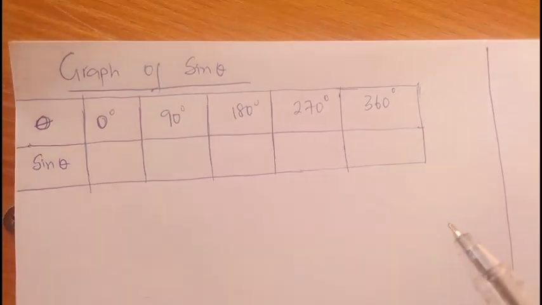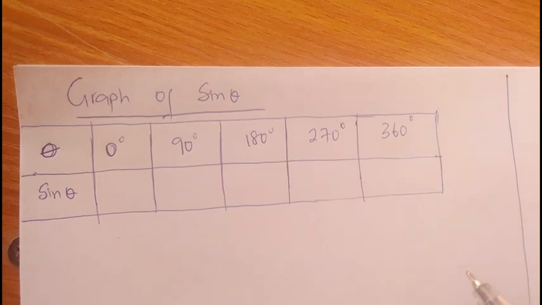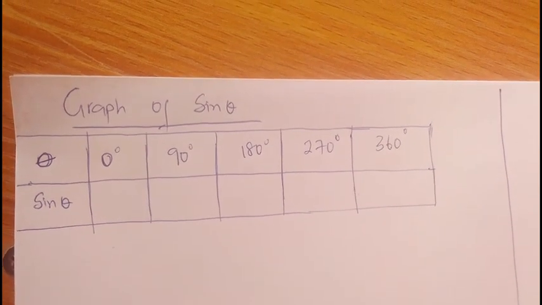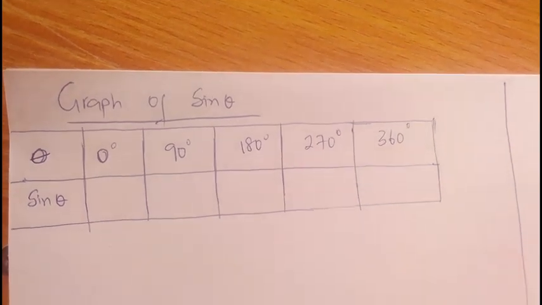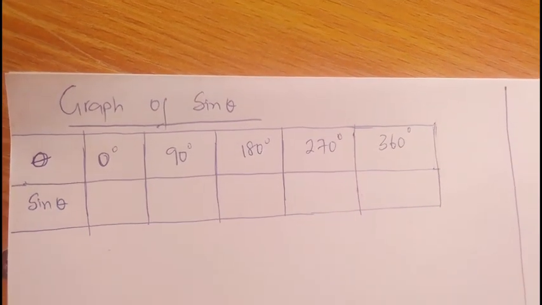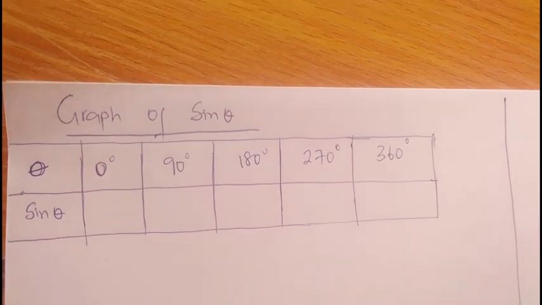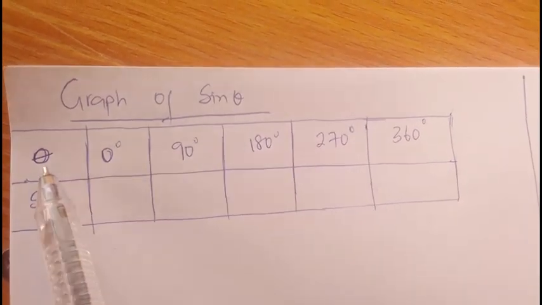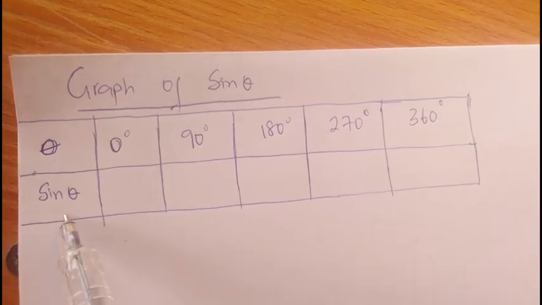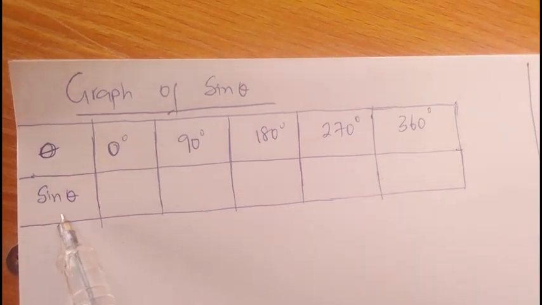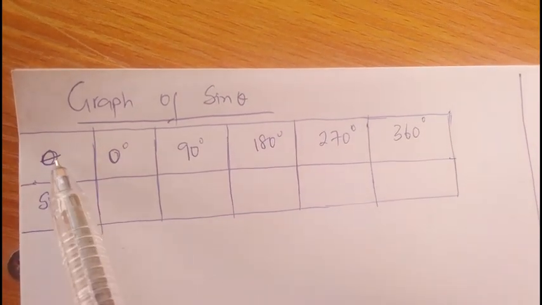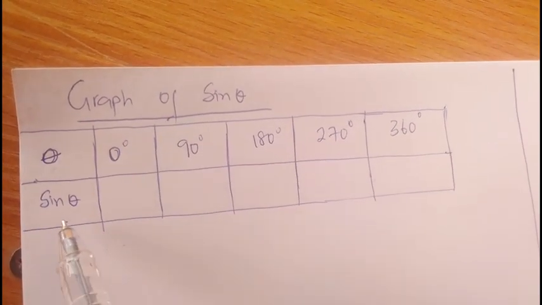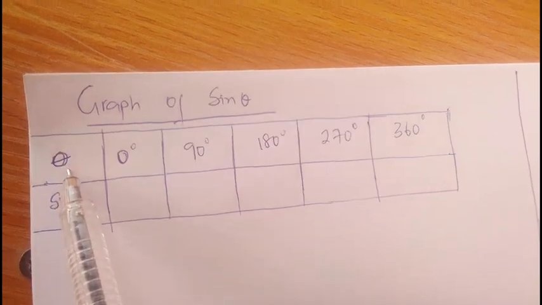For a graph, we should know that we need two variables. So we need our x and y axis. For our x-axis, we have theta. For our y-axis, we have sine theta. It means I'll be drawing sine theta on the vertical line and theta on the horizontal. So I'm going to be drawing sine theta against theta.